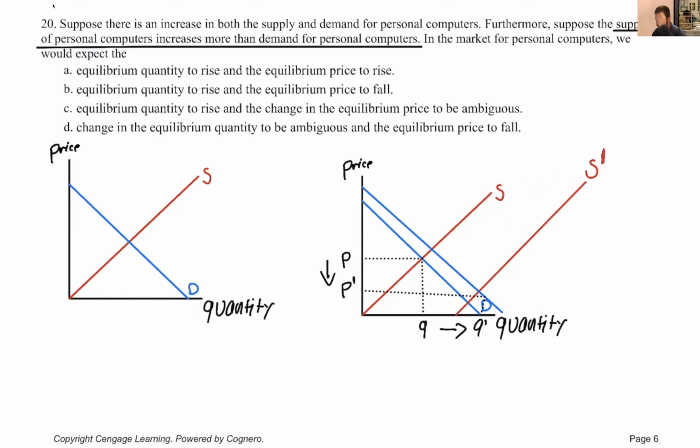So yeah, equilibrium price to rise, this is always, and the price to be ambiguous. So the answer is equilibrium price to rise and so both would rise. No, equilibrium quantity to rise and the equilibrium price to fall. So 20 should be B.